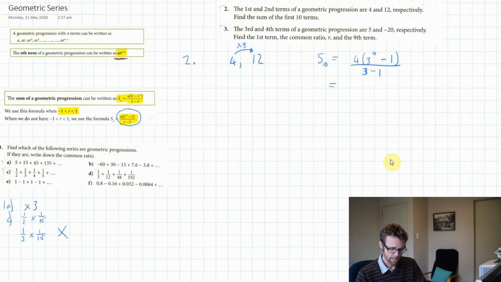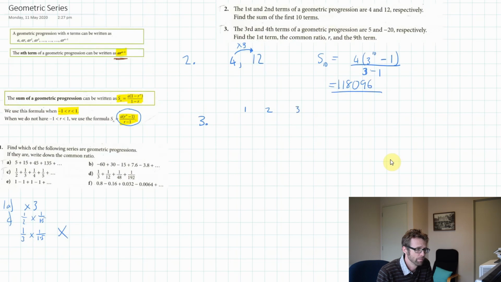I'm getting 118,096. So my answer for this is 118096. Let's have a look at number 3. The third and fourth terms of a geometric progression are 5 and 20. So we don't know what the first term, second term are, but we do know the third term, and we do know the fourth term.